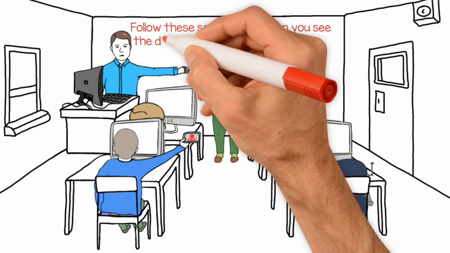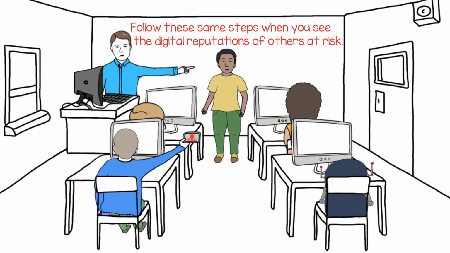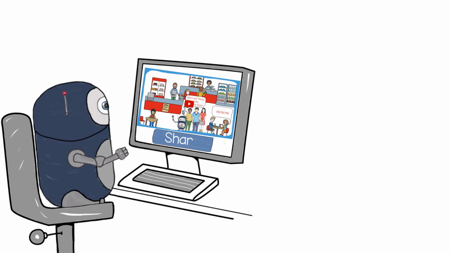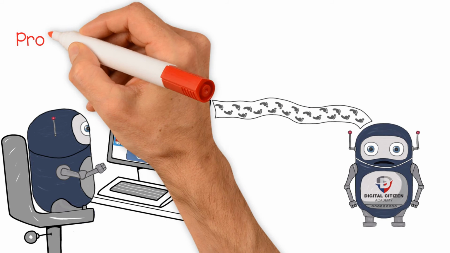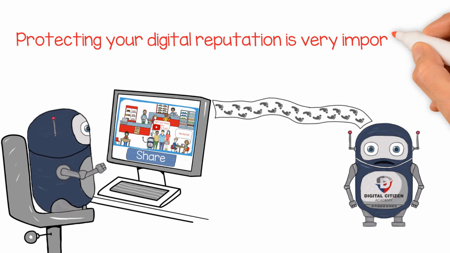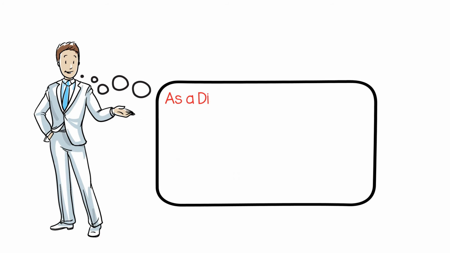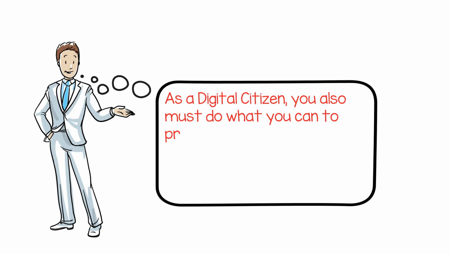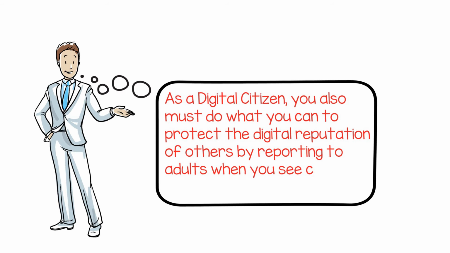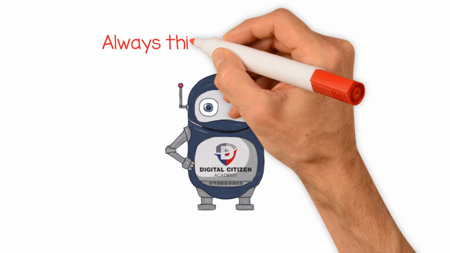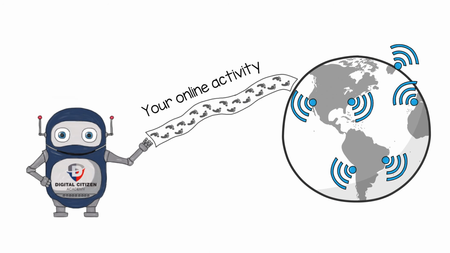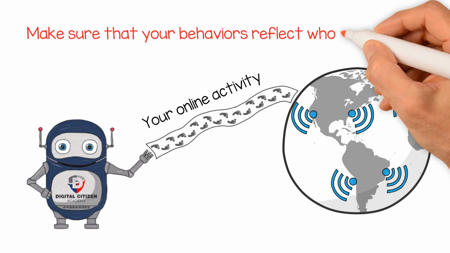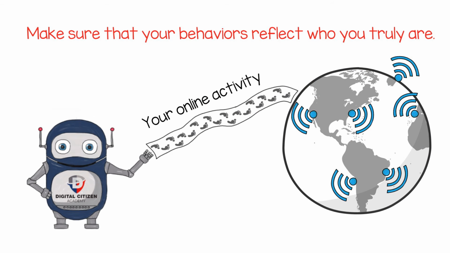Follow these same steps when you see the digital reputations of others at risk. Do not forward or share negative things about other people, as this can be tracked back to you. As you can see, protecting your digital reputation is very important. As a digital citizen, you also must do what you can to protect the digital reputation of others by reporting to adults when you see content that could be hurtful. Always think before you post. Your online activity can be shared and spread all over the internet. Make sure that your behaviors reflect who you truly are.